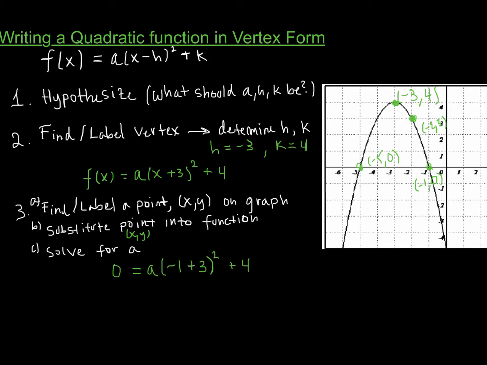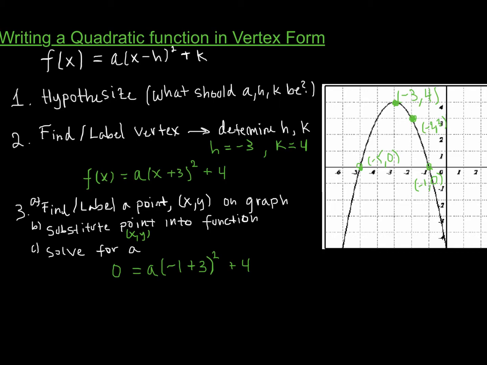So the vertex, if I plug that x value in, that -3 in, notice that that would give me -3 plus 3, which is 0. 0 squared is 0, and 0 times a is 0. So I would actually be getting rid of the a by multiplying by 0, and so it would be impossible for me to solve for it.